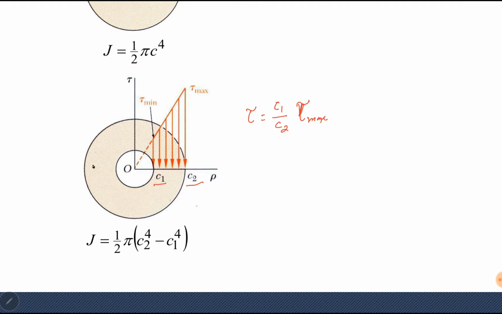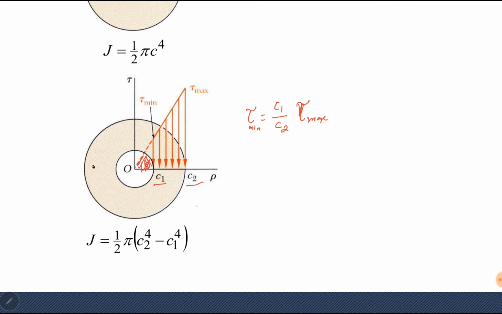C2 is the outer radius, which is also called C. Okay, so here it will be minimum. At the internal radius, stress will be minimum. At the external radius, stress will be maximum. Below the internal radius, below C1, inside the cylinder, there is no material. It is hollow. So if there is no material, there is no stress in this region. Minimum stress occurs at C1 and maximum occurs at C2.